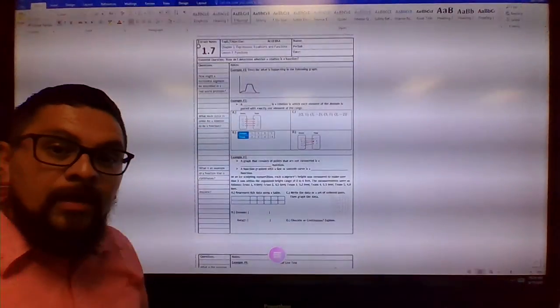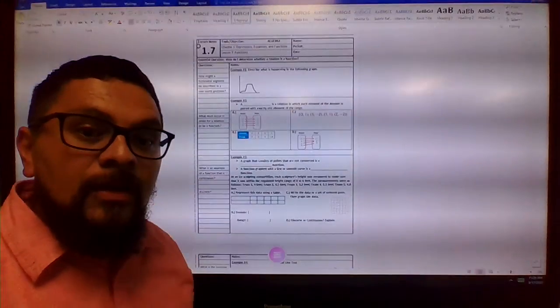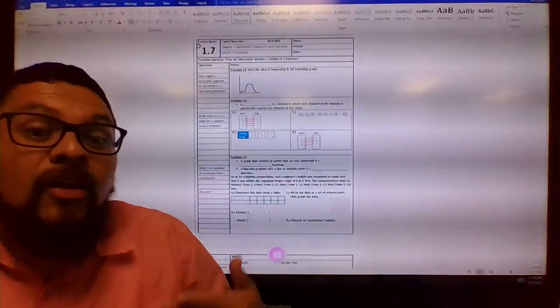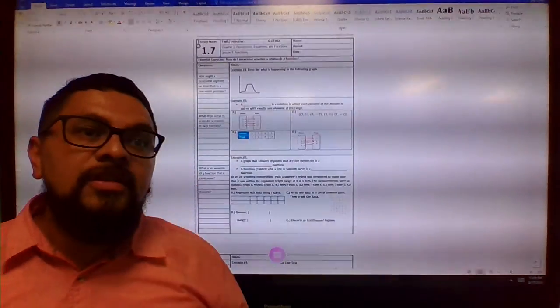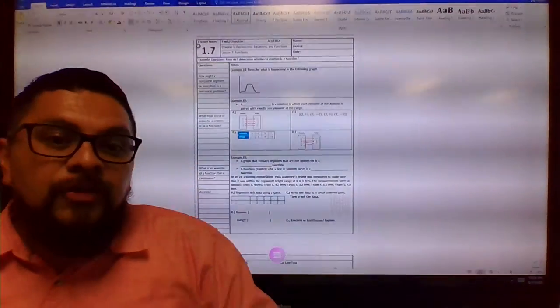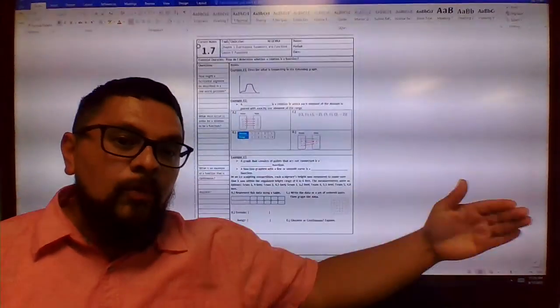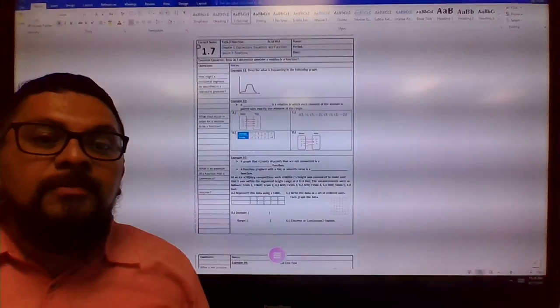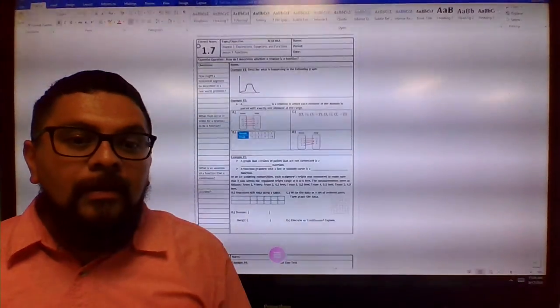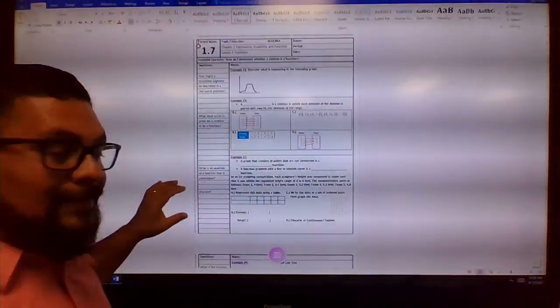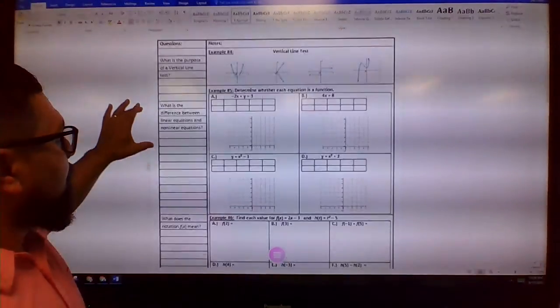So we're continuing with 1.7 functions. We are determining whether they're functions or they're relations. They are equations, but we're just determining whether they're a function or a relation. Remember, in a function it's one input, one output. A relation may have two outputs. So let's go on to 1.7, example number 5 on the back.